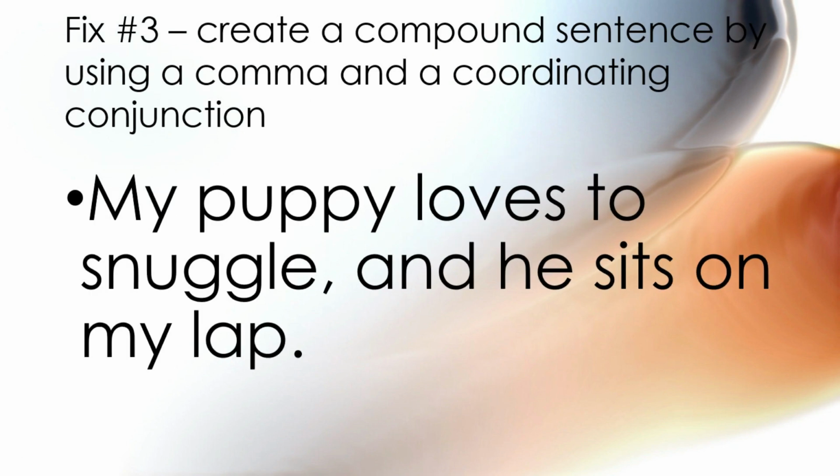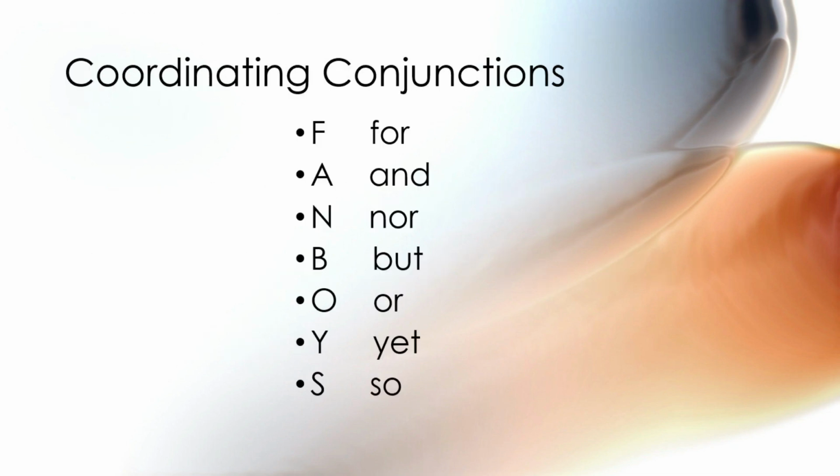Another way of forming a compound sentence is to connect those 2 independent clauses with a comma and a coordinating conjunction, such as the word and. So it says, my puppy loves to snuggle, and he sits on my lap. This is a compound sentence. There are only a limited number of coordinating conjunctions that exist in the English language, so let's take a look at those. There are only 7 coordinating conjunctions, and we remember them with the acronym FANBOYS.